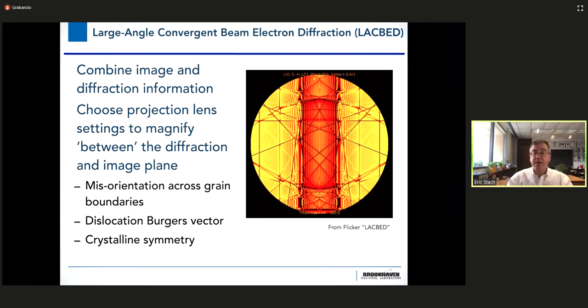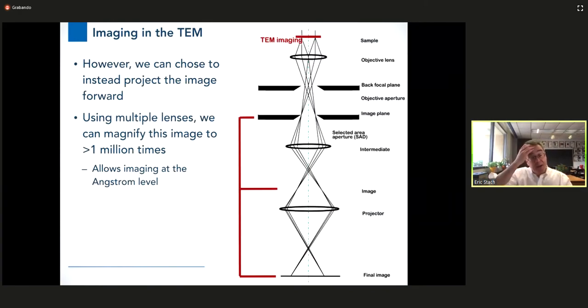Okay, so let's talk now about imaging. Maybe I'll stop just to make sure if there are any questions about diffraction before we go further. No open questions. Okay. So let's talk now about imaging.